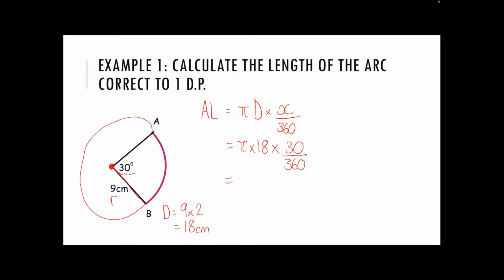And what I would do when I'm putting this into my calculator is pi times by 18 times by 30, hit my equals, and then divide by 360, and that should give me 4.712. We have been asked to round it to 1 decimal place, so what we are going to do is look at the first number after my decimal point, which is 7. The one after that is 1, so that tells us to stay the same, so it's going to be 4.7 centimetres as our answer.